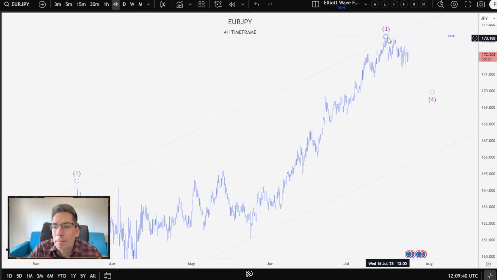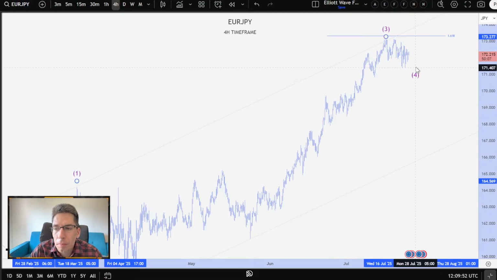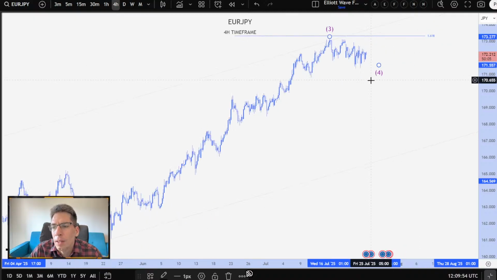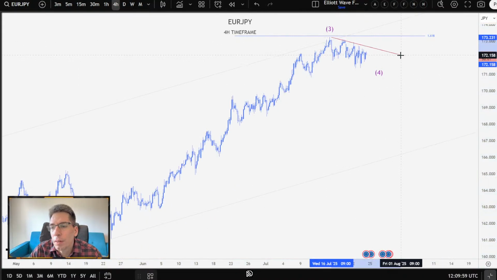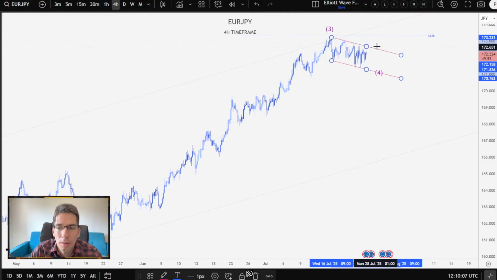I like the idea of the euro yen more, for example. Euro yen found resistance at 1618. We are seeing some sort of a correction in the wave 4. So treat that part as a potential flag. Wait for the breakout, looking for the new highs, definitely a better option.